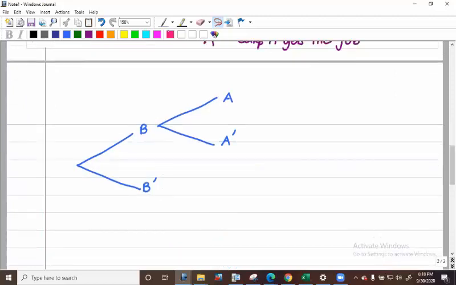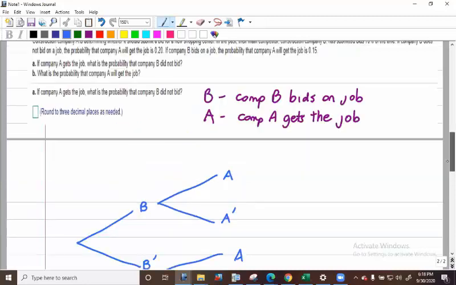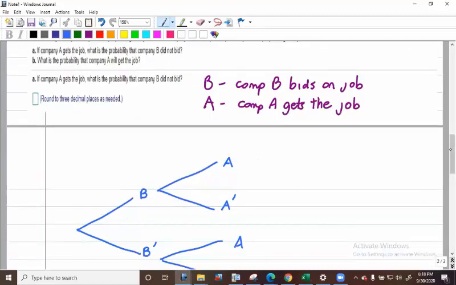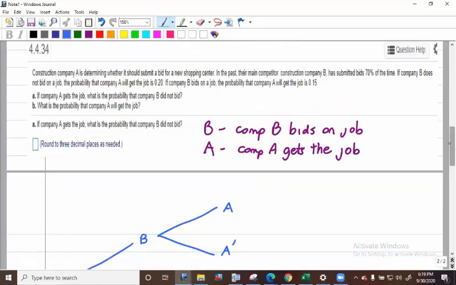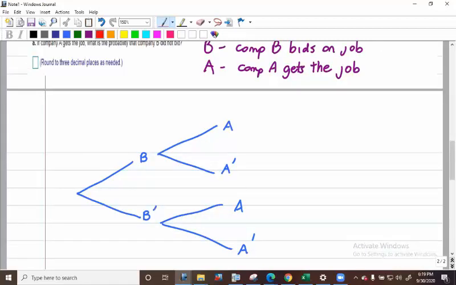And then we need an A, not A here, with A prime meaning they did not get the job. Okay, so company B submits bids 70% of the time. There's your 0.7. Now we can come back and get that B prime, which I will. I'm just going to keep everything in red ink right now, and I'll switch. But on a two-branch tree, like I said, if you know one number, the second number has to add up to 1.